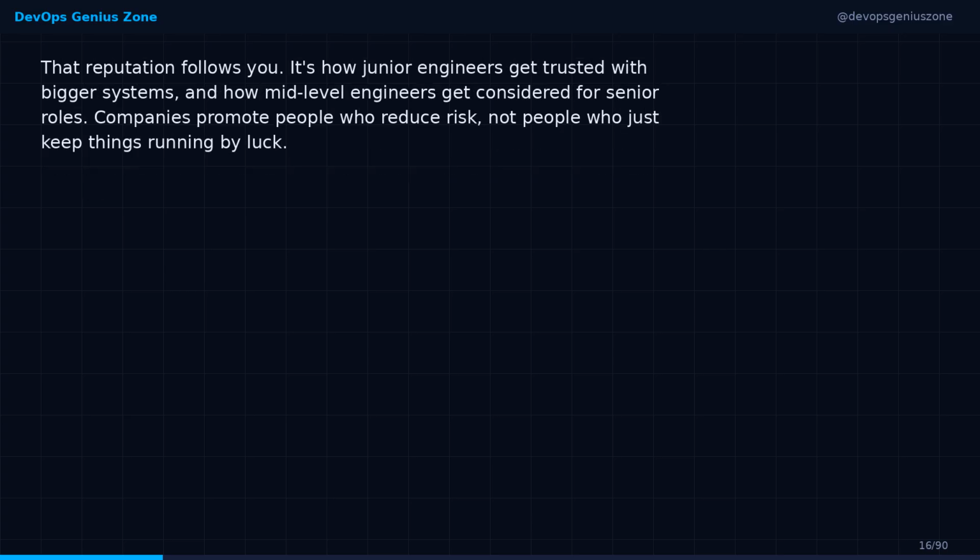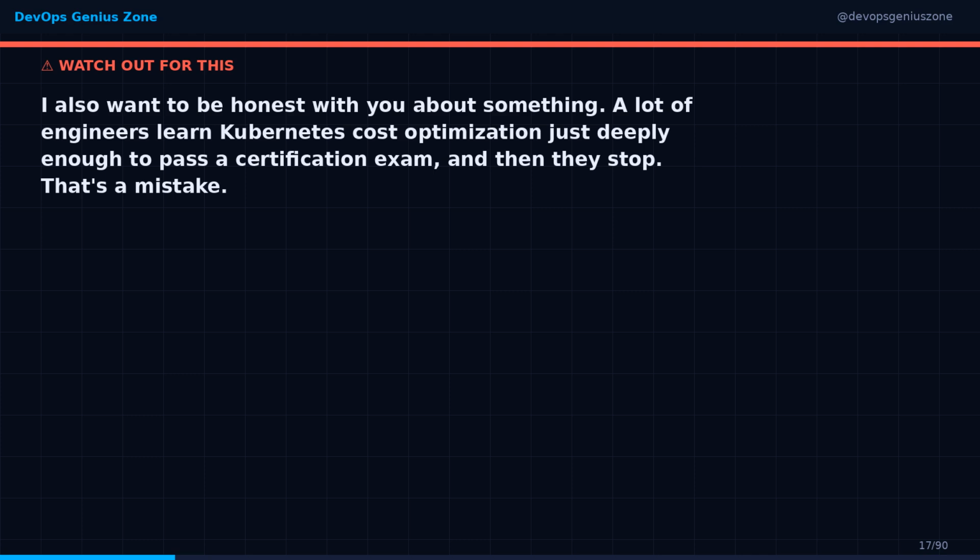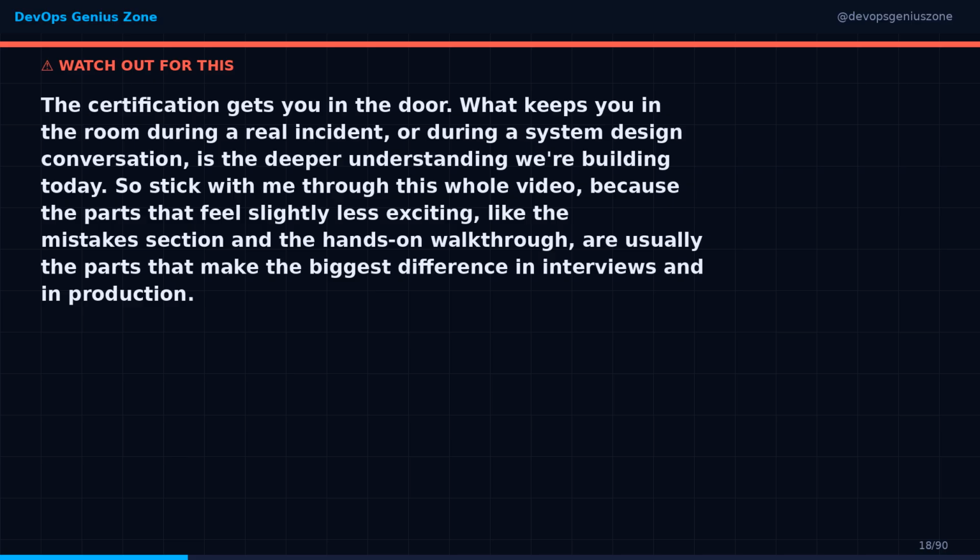I also want to be honest with you about something. A lot of engineers learn Kubernetes cost optimization just deeply enough to pass a certification exam, and then they stop. That's a mistake. The certification gets you in the door. What keeps you in the room during a real incident, or during a system design conversation, is the deeper understanding we're building today. So stick with me through this whole video, because the parts that feel slightly less exciting, like the mistakes section and the hands-on walkthrough, are usually the parts that make the biggest difference in interviews and in production. Here is the foundational concept you need to understand.